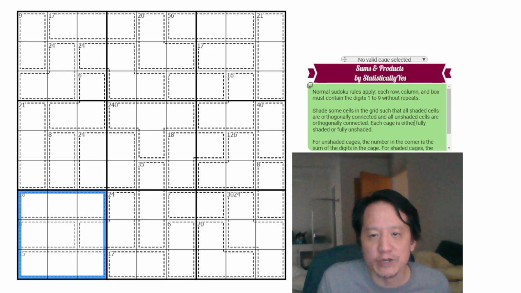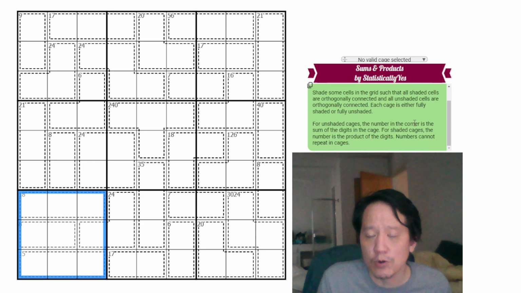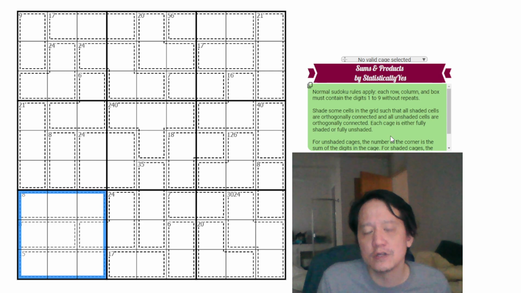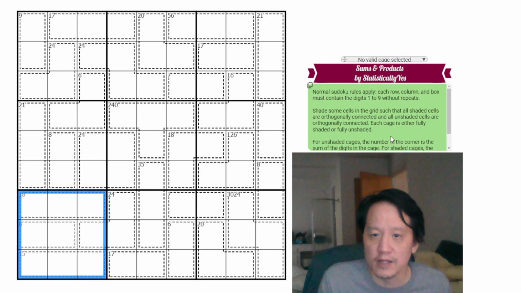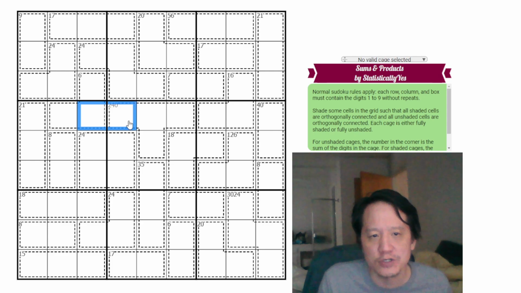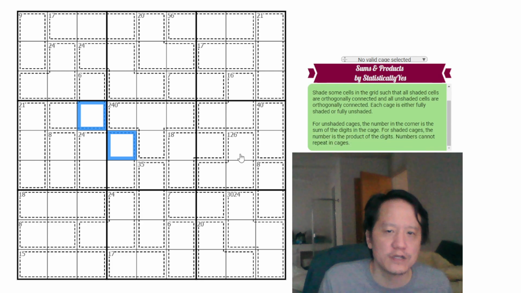Shade some cells in the grid such that all shaded cells are orthogonally connected and all unshaded cells are orthogonally connected. Each cage is either fully shaded or fully unshaded. Okay, that's interesting. Orthogonal means that they share an edge. So these two are orthogonally connected. These two are not orthogonally connected. Each cage is either fully shaded or fully unshaded.